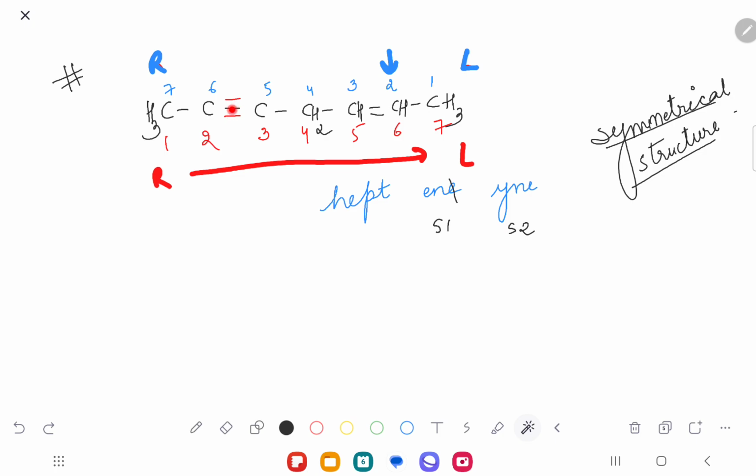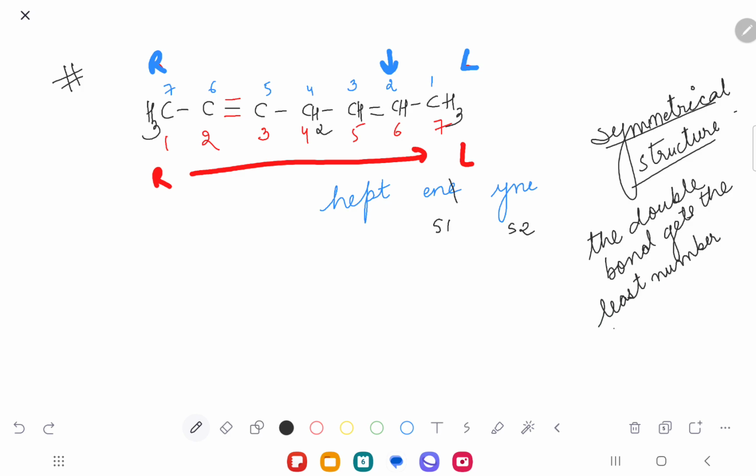But in symmetrical structures, what are we doing? The properties are definitely shown by the triple bond, hence the suffix "yne" at the end. But during numbering, the double bond gets the least number. You understand? The double bond gets the least number.